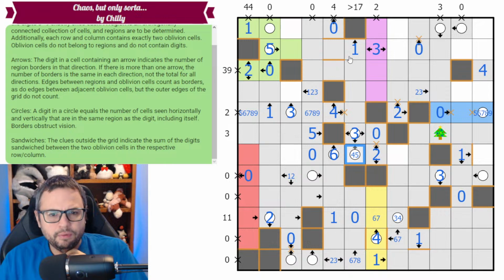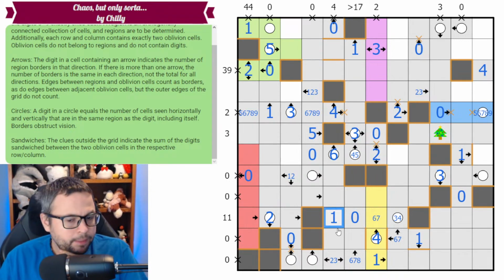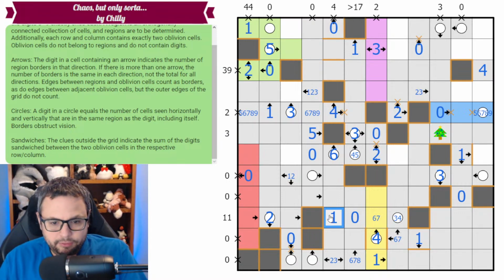1, 2, 3, 4, 5. Oh, no, sorry, darn it. I was going to say this couldn't be 5 because it would create a 2-cell region, but that's wrong for 2 reasons. One of which is I didn't count this, and the other of which is that this is an X, not a border. But other than that, it was a brilliant deduction, and you should all be very proud of me.